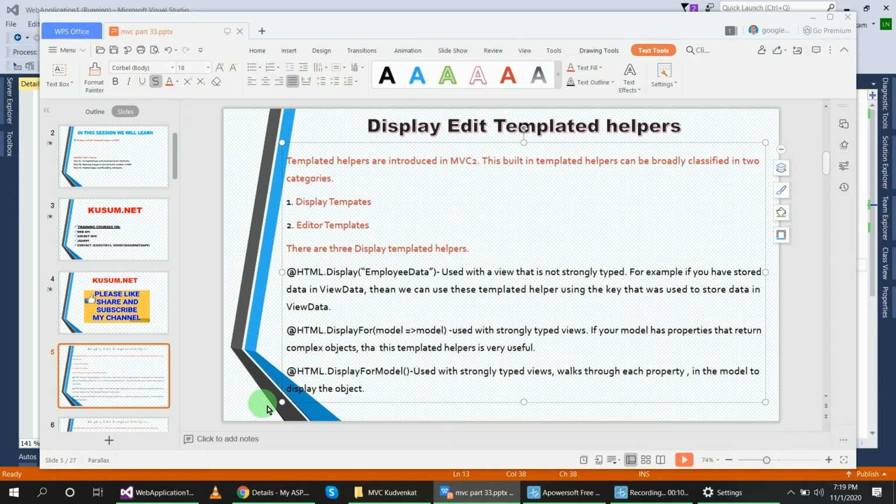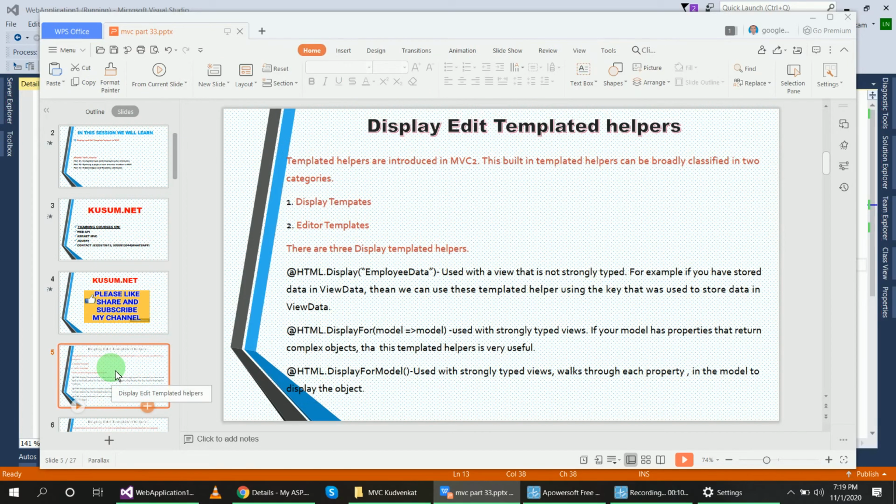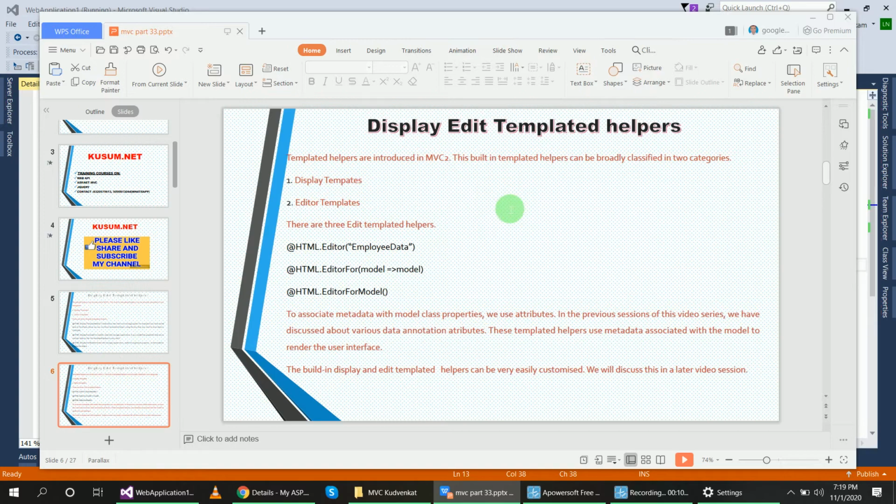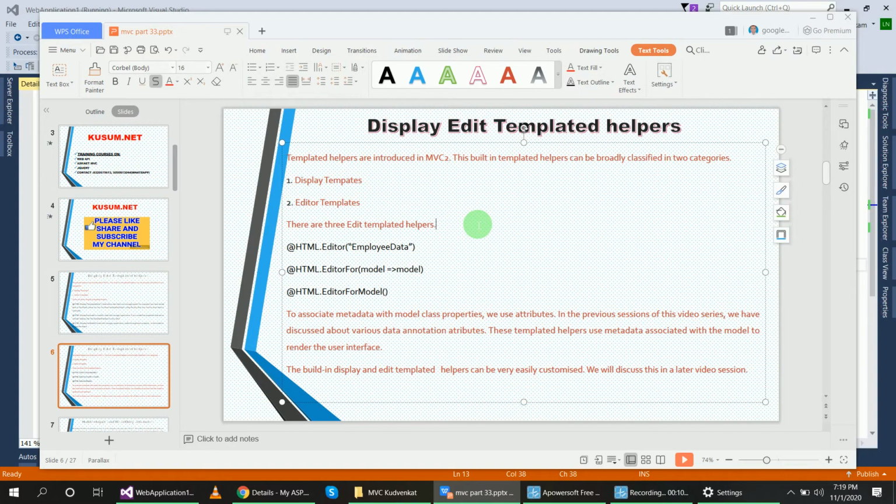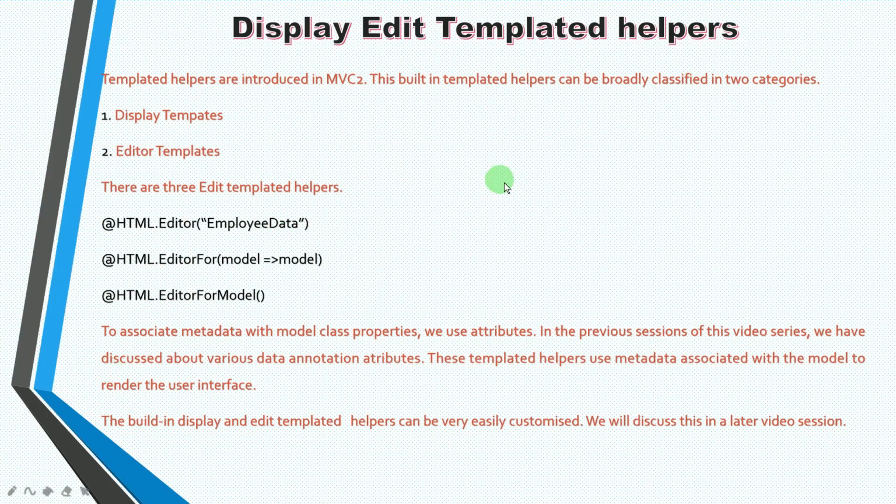So, display edit templated helpers. Templated helpers were introduced in MVC 2, and these built-in templated helpers can be broadly classified within these two categories: display templates and editor templates. We have gone through the display templates. Now we will go through editor templates. So there are three edit templated helpers, like display templates.